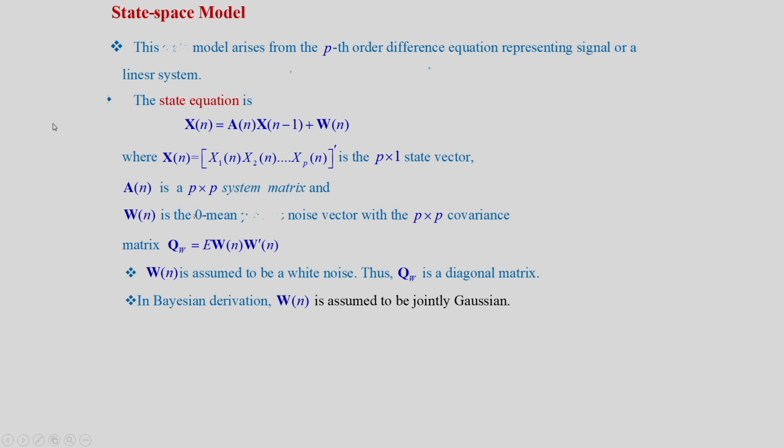Now, this state space model comprises two matrix equations. Number one is the state equation. This state equation is given by xn is equal to An into xn minus 1 plus wn. So, here this is a first order difference equation, unlike in the case of the general model where it was a pth order difference equation, this is a first order difference equation.